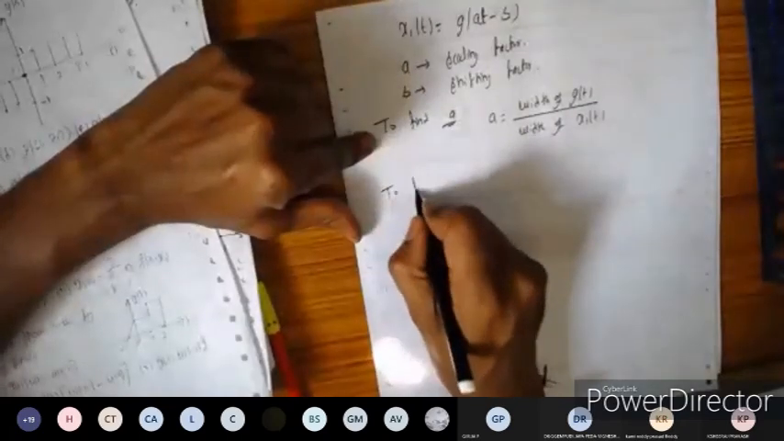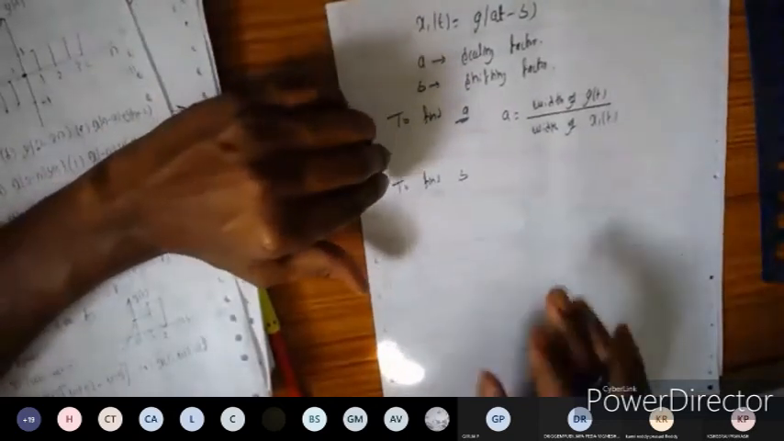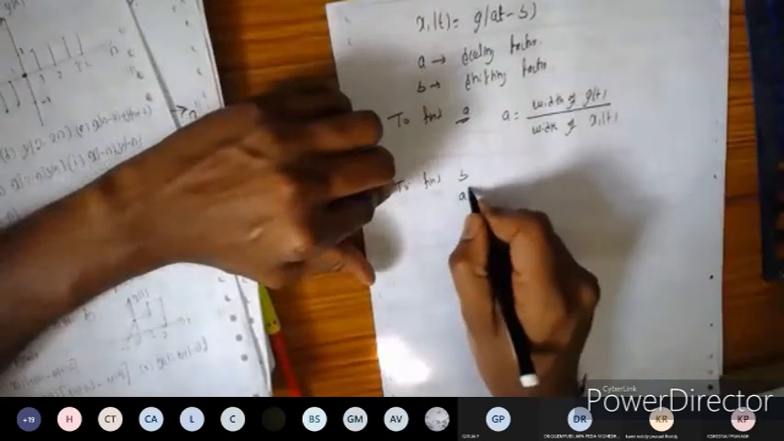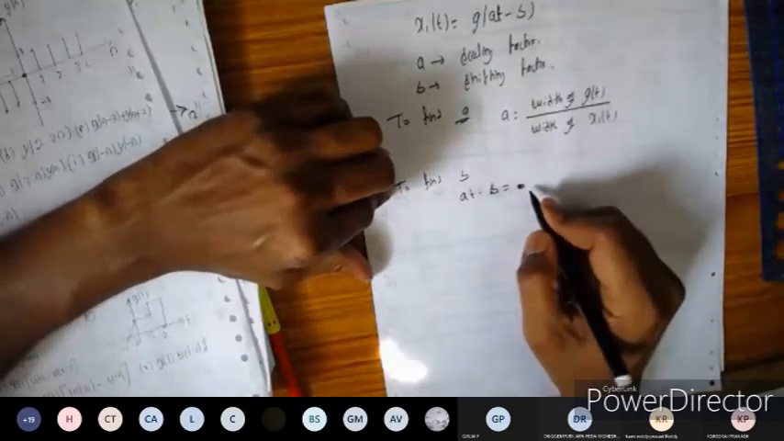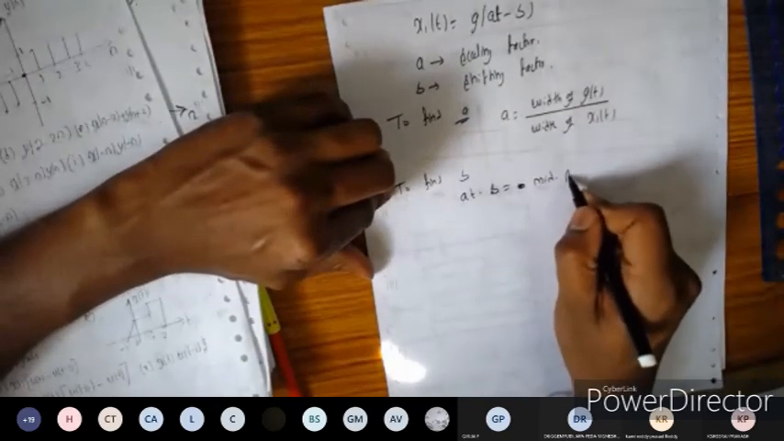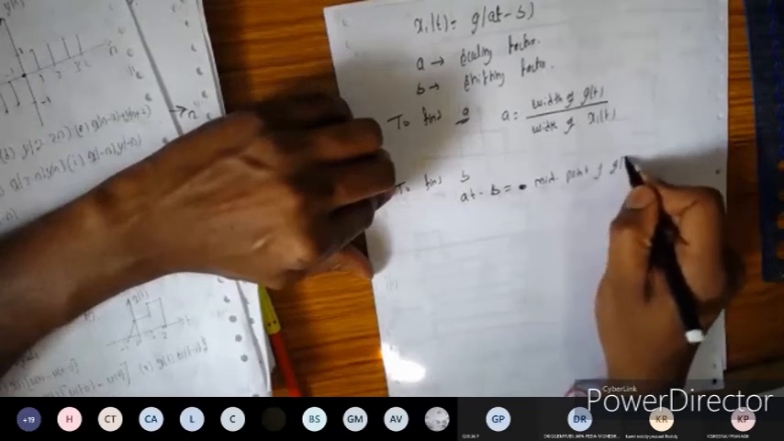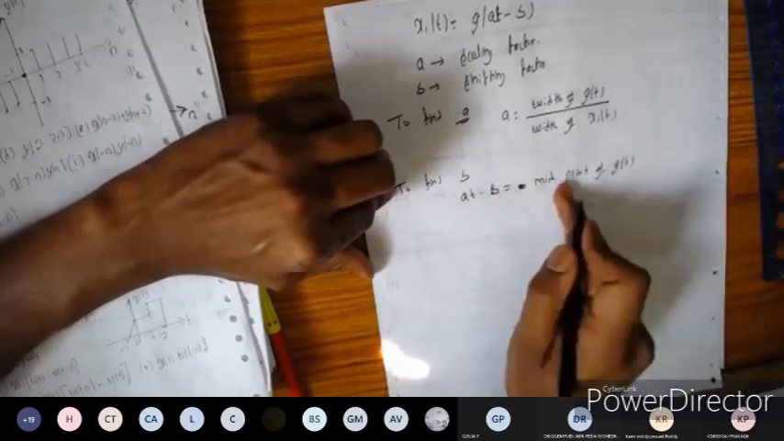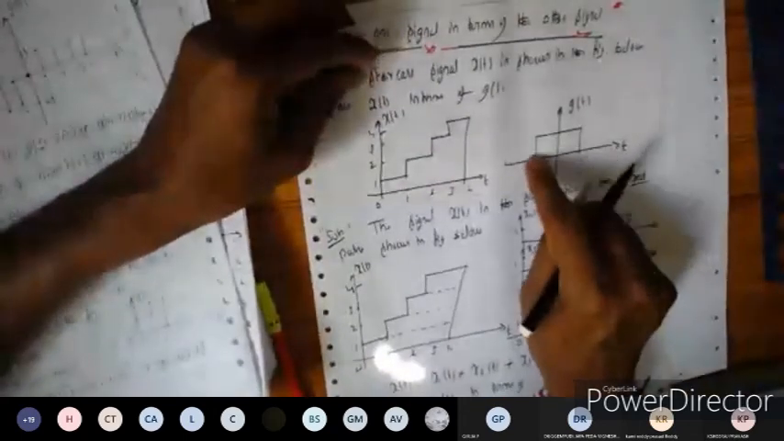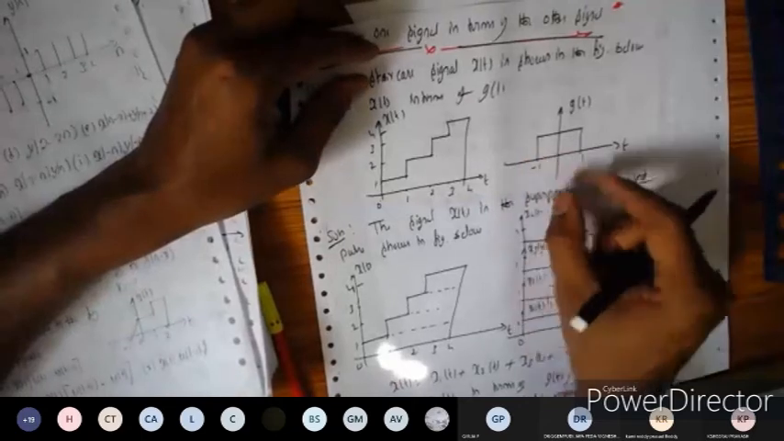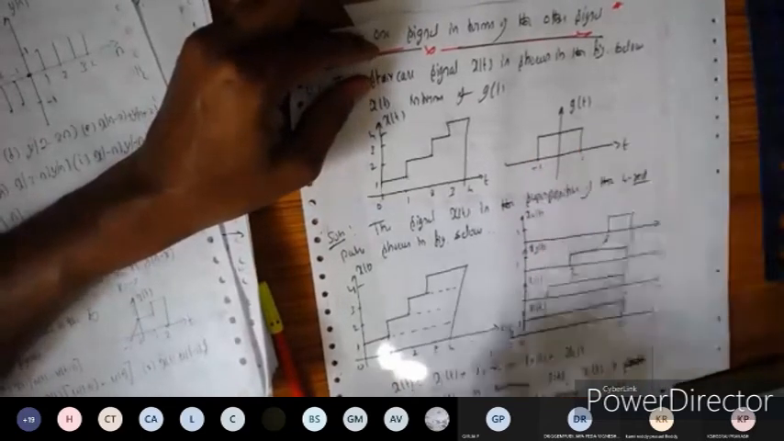Next, to find b, it can be found like this: at minus b is equated to the midpoint of g of t. This formula is applicable when the signal g of t is a double-sided sequence. Suppose g of t is given as a single pulse function, we need to follow a different procedure. I'll take it in the problem and explain that concept.